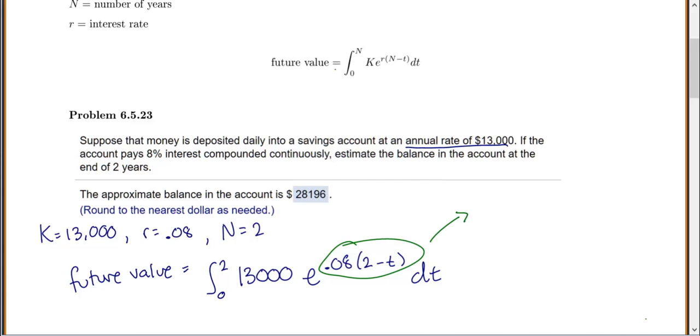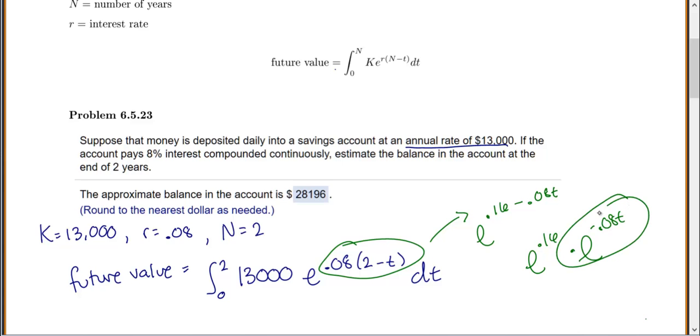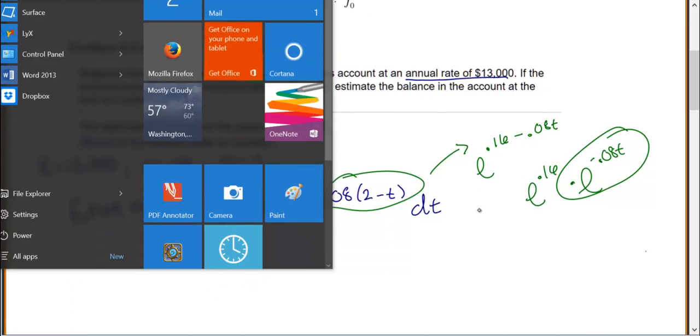Because this can be the same as, let's multiply it out, 0.16 minus 0.08t. And if you think about it that way, what do we do when we have e raised to a power? If we have an addition in our exponents, we can really write that as a multiplication. So this is e to the 0.16 times e to the negative 0.08t. And you do know how to take the integral of that piece. So with that in mind, let's rewrite this.